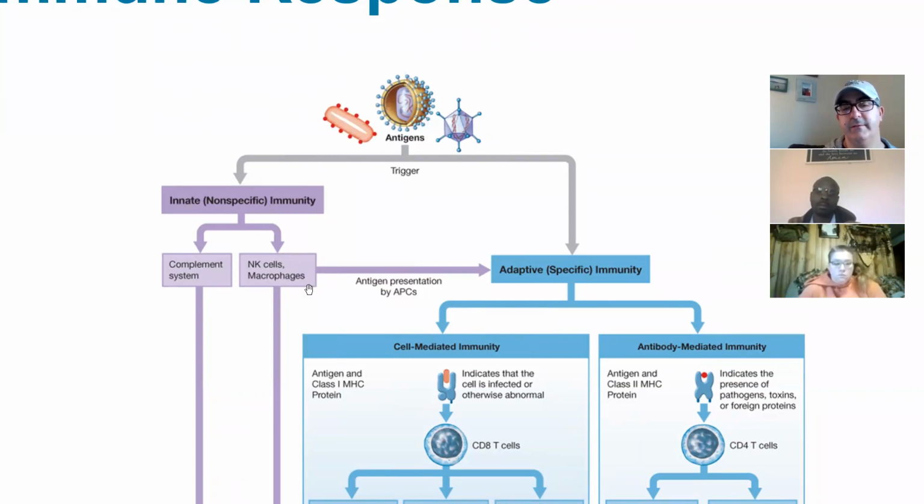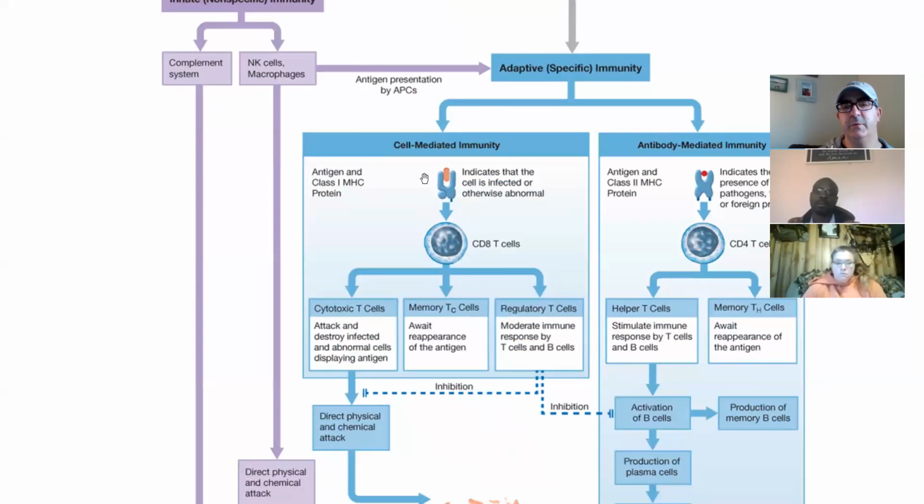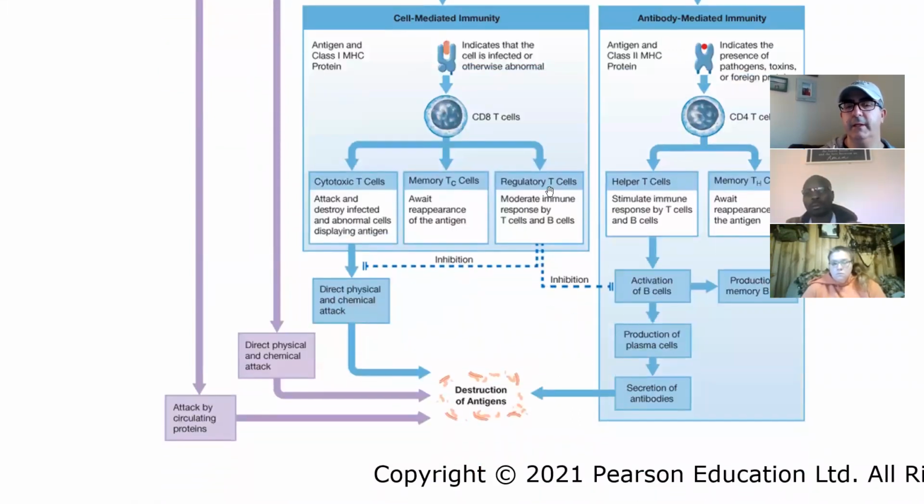Remember, when macrophages chew up this bacteria cell, they can take these red circles and put them on the outside of themselves and show it to the T cells. That's called antigen presentation, right? Macrophages can do that. And that triggers the adaptive immune response, okay? Which is where you go through either T cells, right? Or B cells.